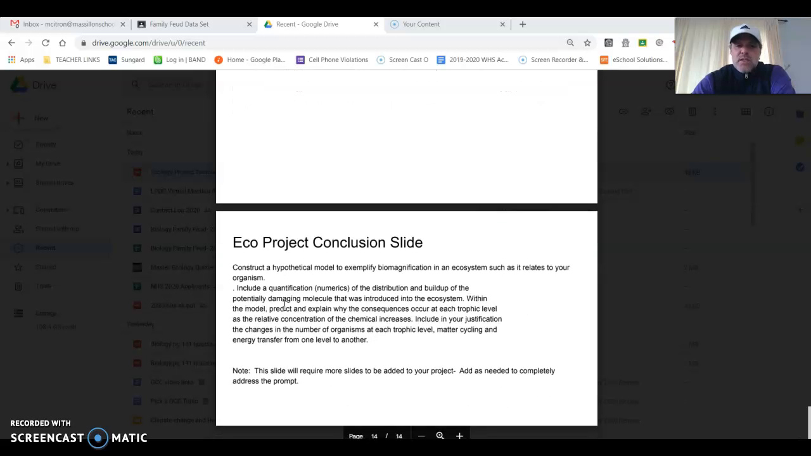And then the last one is the conclusion slide. Now, this might take more than just one slide. You're going to construct in your mind a hypothetical model to exemplify biomagnification in an ecosystem, such as it relates to your organism. We haven't talked about biomagnification. Biomagnification takes into account the idea that as you have higher level organisms, everything that they consume down through the trophic levels gets magnified up in higher concentrations to that apex or tertiary consumer.